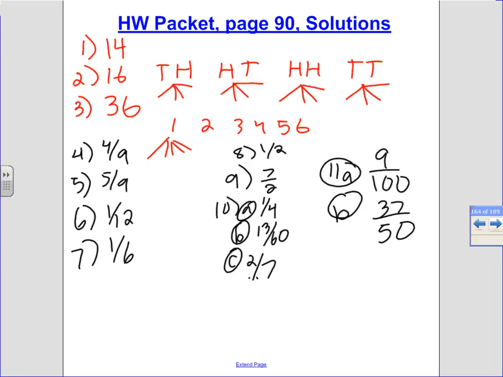Probably the same thing. Odds against, stopping on a multiple of 6 for number 9. Unfavorable over favorable. So there's 7 unfavorable. There's 2 favorable. So unfavorable would be not. Yep. Mm-hmm. And favorable would be. Yep. Okay, Doug?